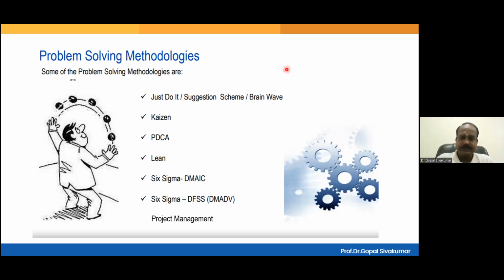Breakthrough improvement means you will be able to achieve the improvement only by putting efforts over a longer term. So the remaining methodologies fall in that category.